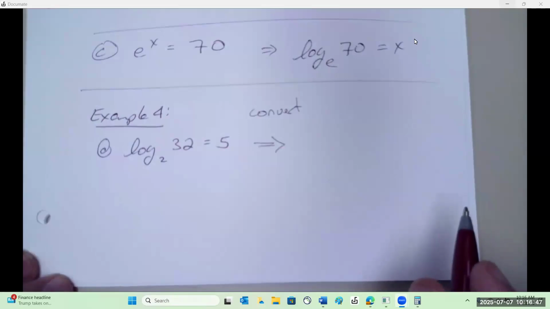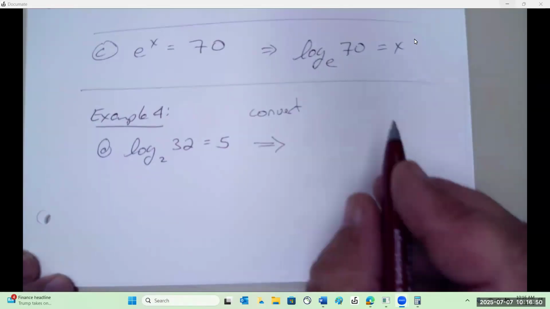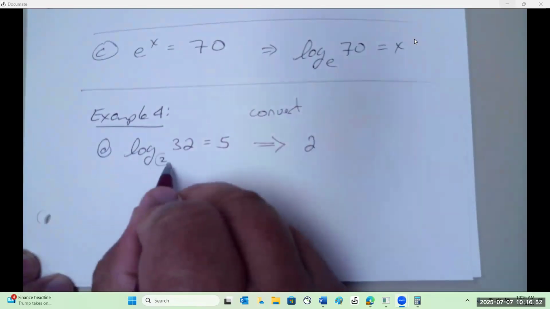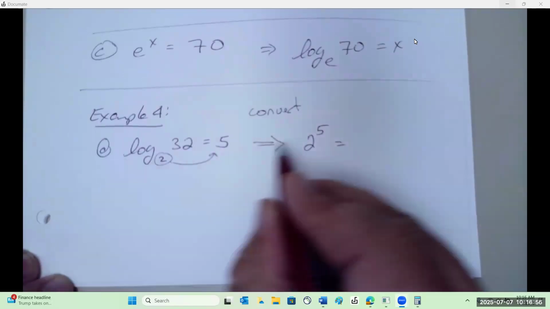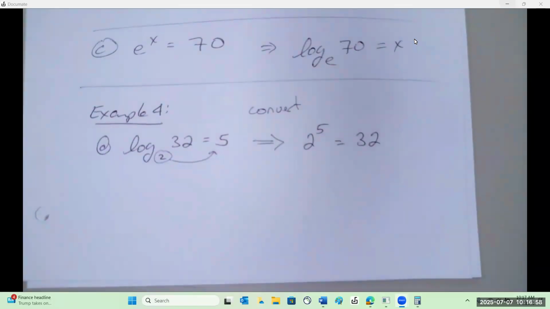So what moves where? Yes, 2 is the base. It comes over here and pushes the 5 up. The base is gone, so it equals 32.